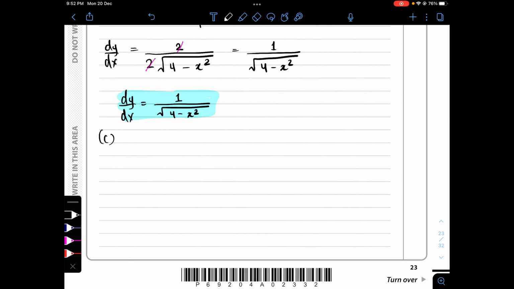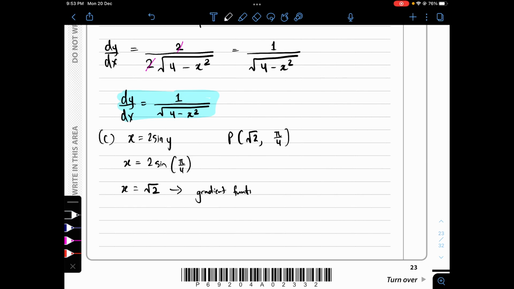We know x equals 2 sine y. And we know that our coordinate that we can input is pi over 4, so 2 sine pi over 4. Don't forget to put it in radians, so this is root 2 over 2, so x equals root 2. So our point P is root 2, pi over 4. Now we have to find the gradient. We need to substitute this into the function, which is dy over dx.